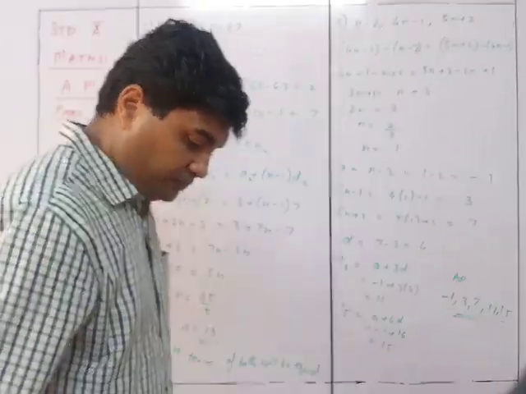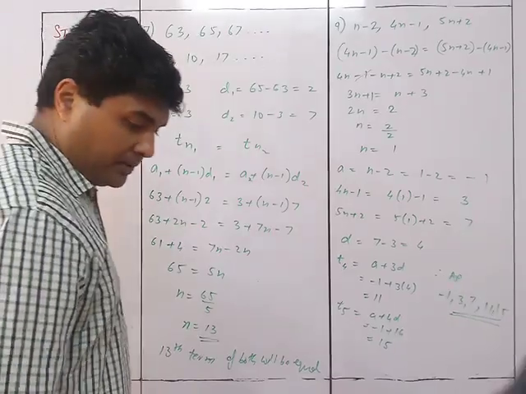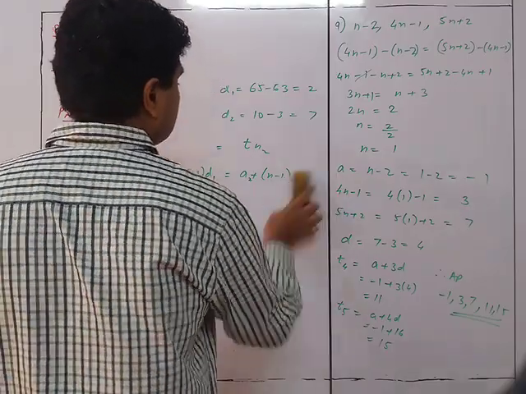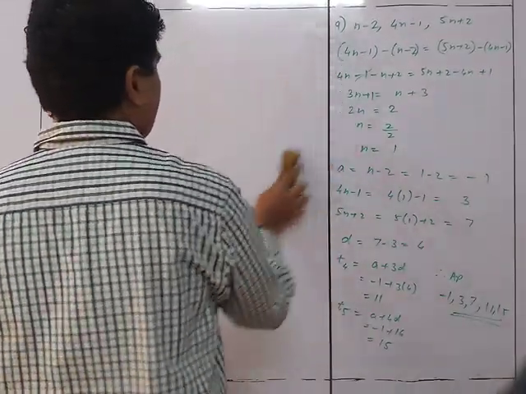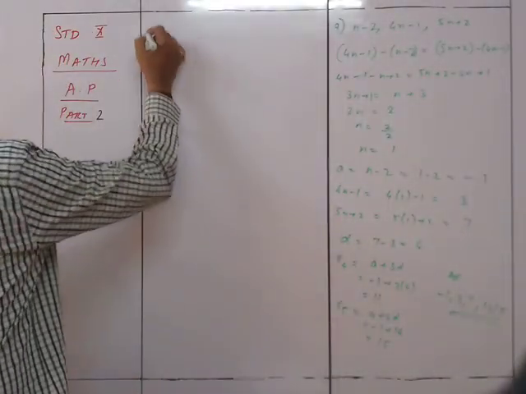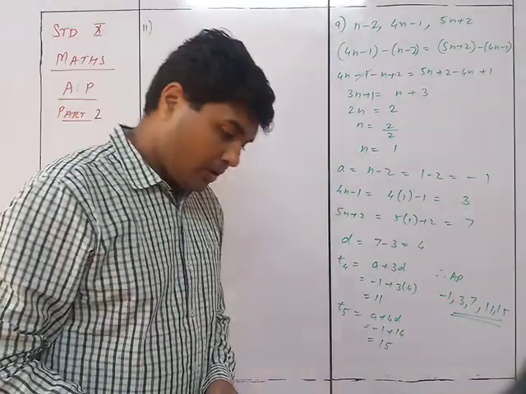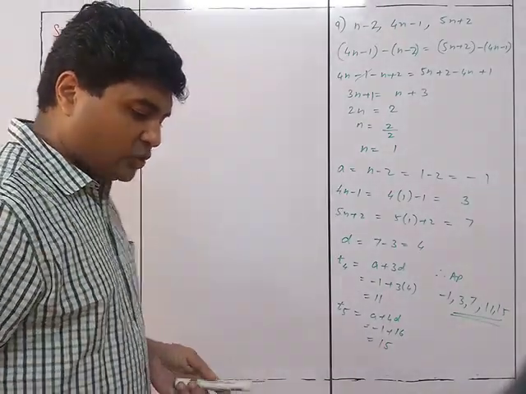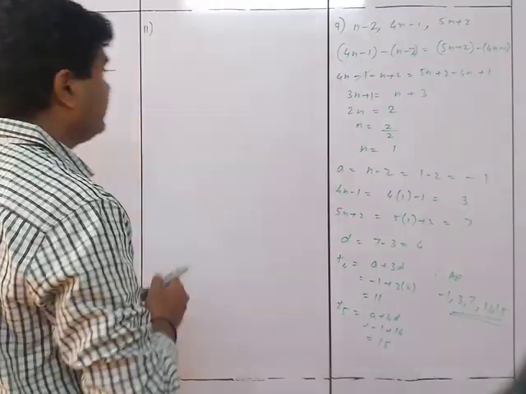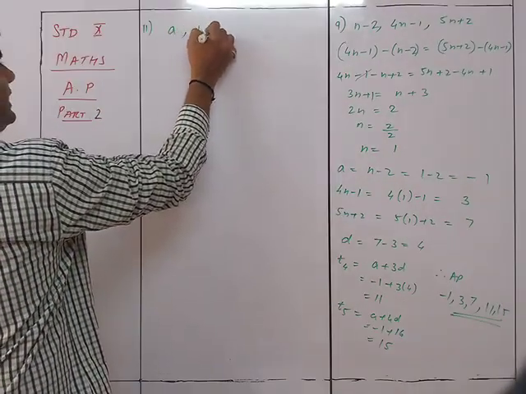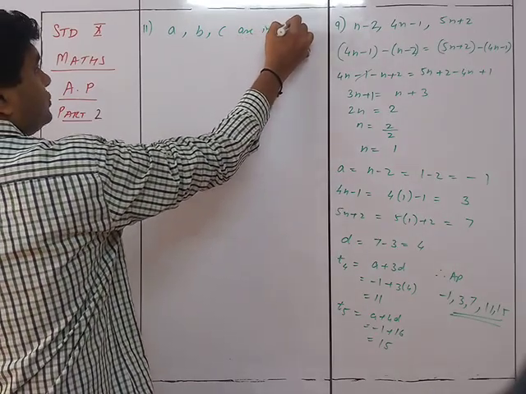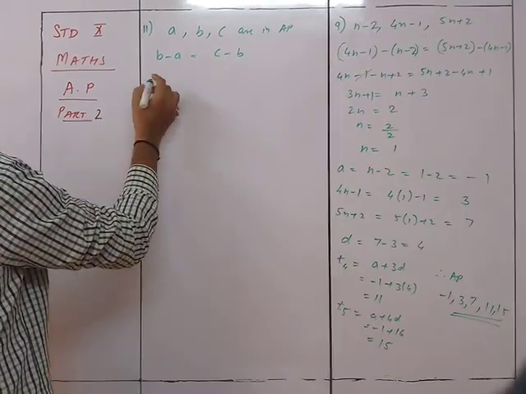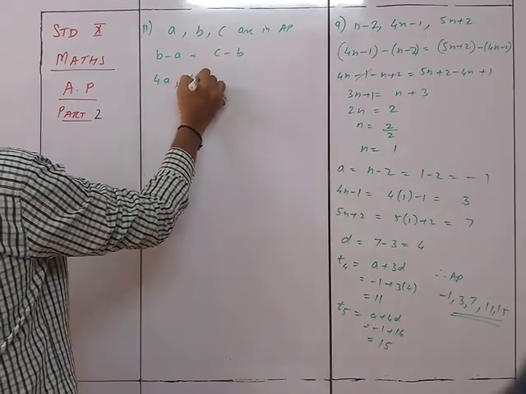Right? We now move on to sum number 11. Sum number 11. If A, B and C are in AP, show that 4A, 4B, 4C are in AP. So it is given that A, B and C are in AP. So that means B minus A is equal to C minus B. Right? So now the numbers given to us are 4A, 4B and 4C.